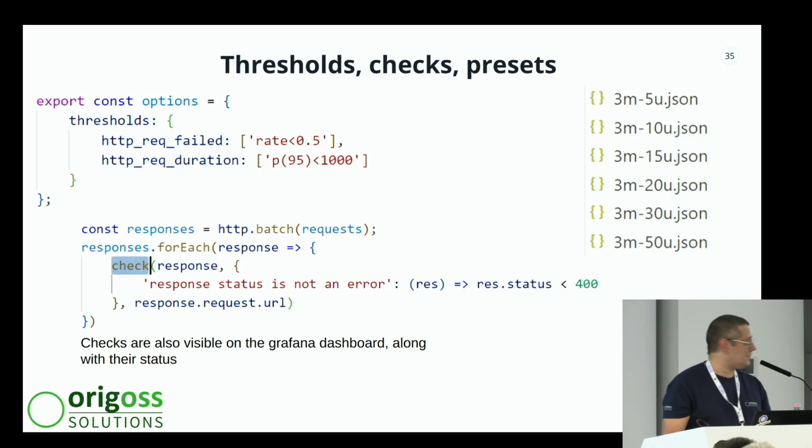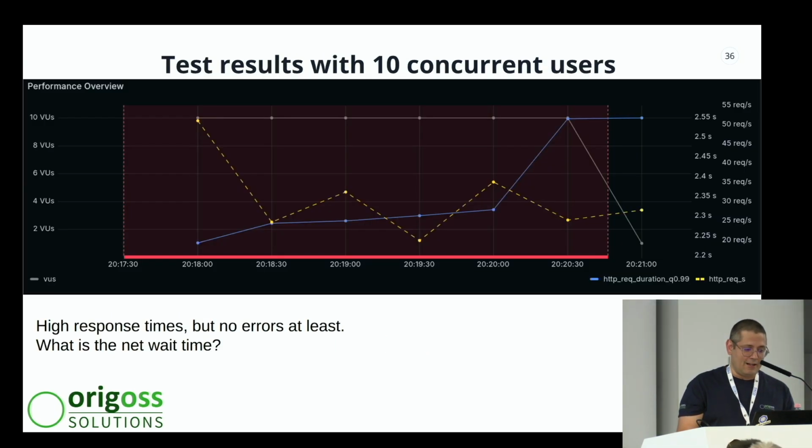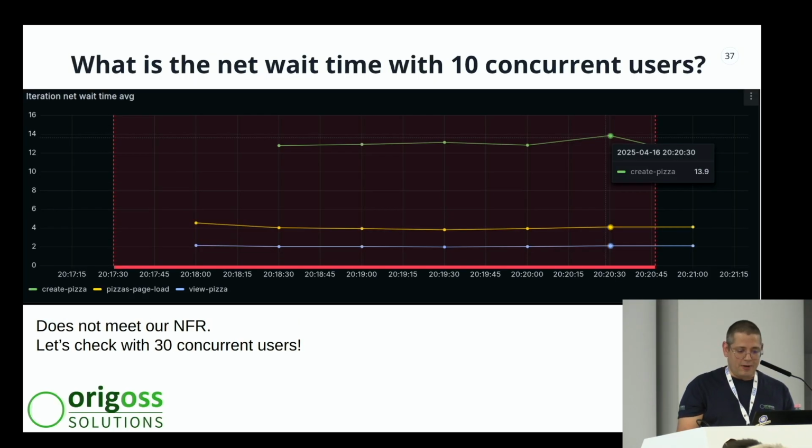Then we have the presets. The presets I told you about are the different config files that you can use to run the same code base with different numbers of users. I did some testing on Corteza first with 10 users. We have quite a high response time. But what is the wait time? The wait time is also very high, so we do not meet our NFR 2.